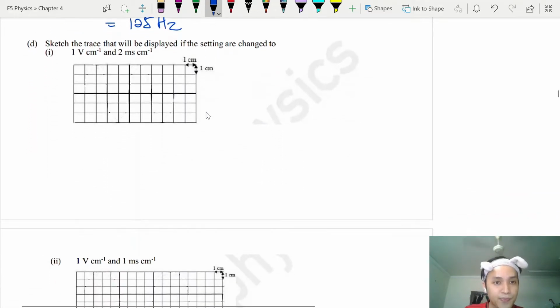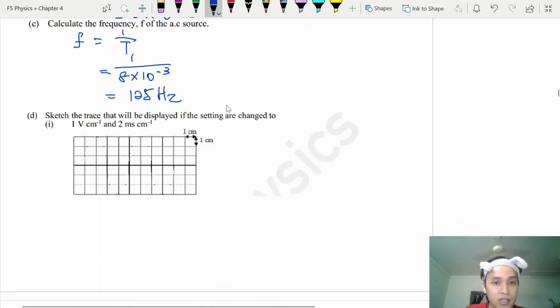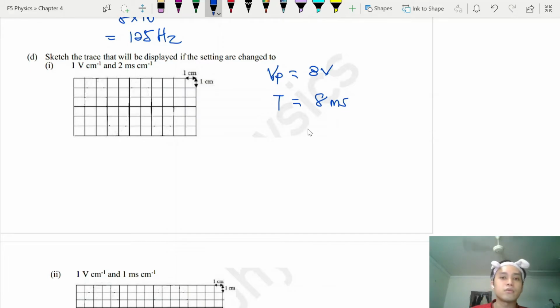Okay, this is the part that will be a little bit troublesome, but it's not difficult. They will ask you to sketch the trace if we change the settings. So now we are going to take our peak voltage that we have just calculated. Meaning I need to have the peak voltage and also the period in order for me to draw. So my peak voltage is 3 volts, and my period here is 8 milliseconds. So period 8 milliseconds means for one wave.